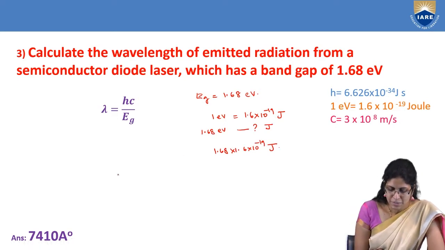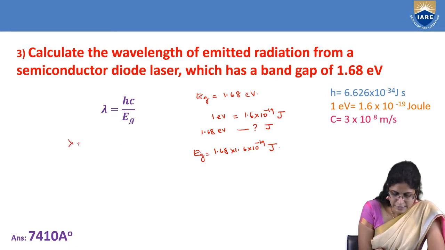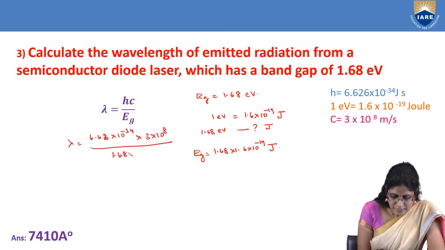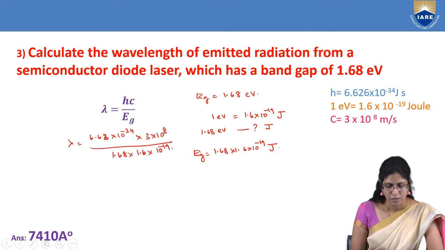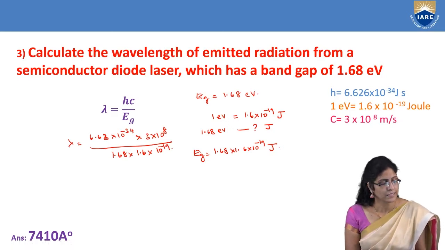Substituting this Eg in joules, you get lambda is equal to 6.626 into 10 to the power of minus 34 joule seconds into 3 into 10 to the power of 8 by 1.68 into 1.6 into 10 to the power of minus 19. So you will end up with 7410 angstrom.